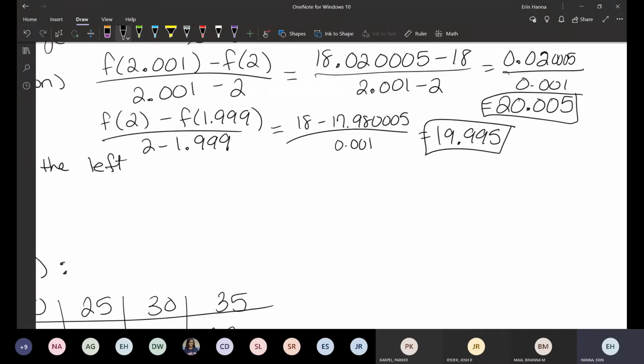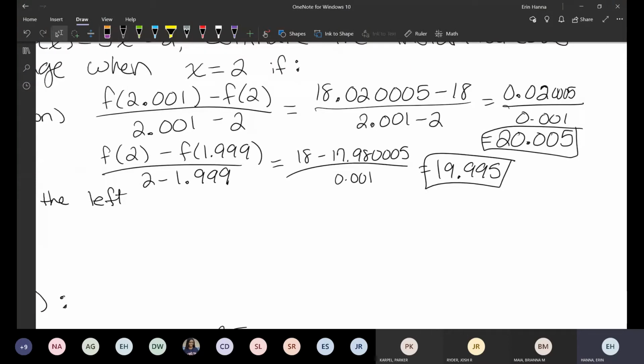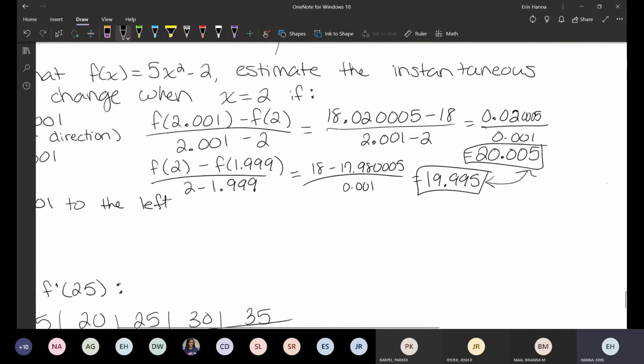Again, since it said either direction, either one of these would be perfectly fine. You just have to find one of them, not both, whichever one makes you happier. Questions, concerns on how I found that?